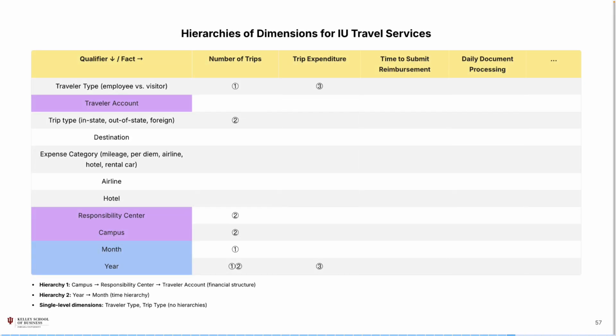Coming back to the IU travel service example. In this example, we can see travel account, responsibility center, and campus. This can become a hierarchy. So within a campus, we can have different responsibility centers. Then within each responsibility center, we can have different travel accounts. These are the financial structure. Another hierarchy we can build is the time hierarchy. So we can have year to month. And we also have some single level dimensions, and these include the type of the traveler and also the type of the trip.